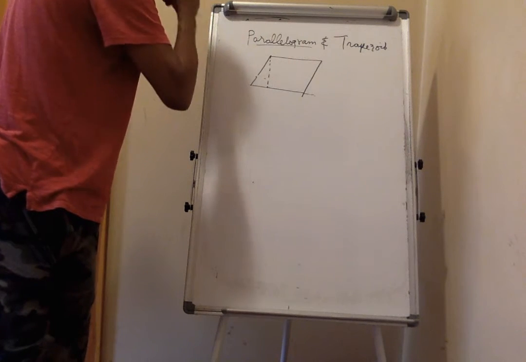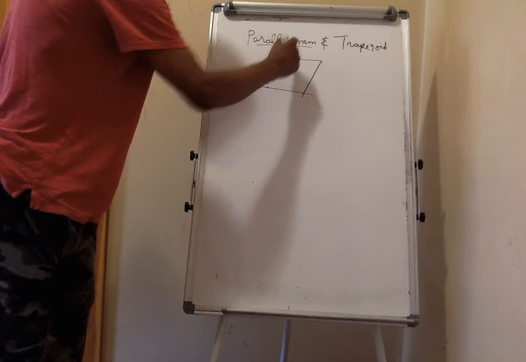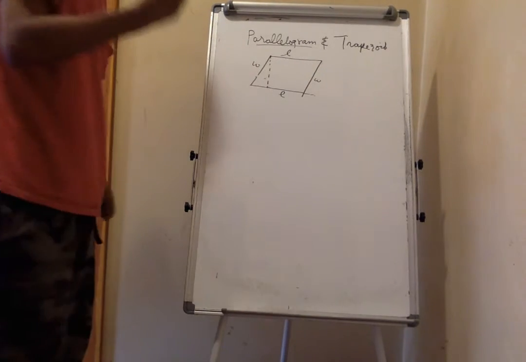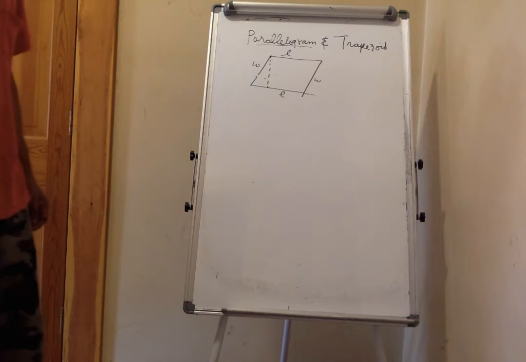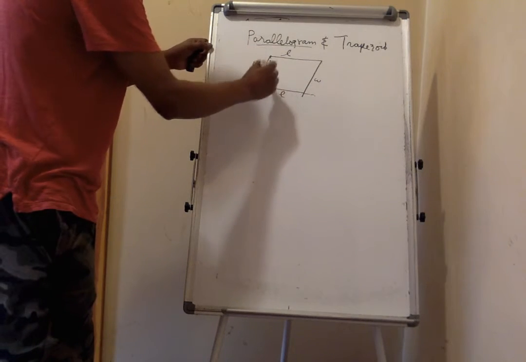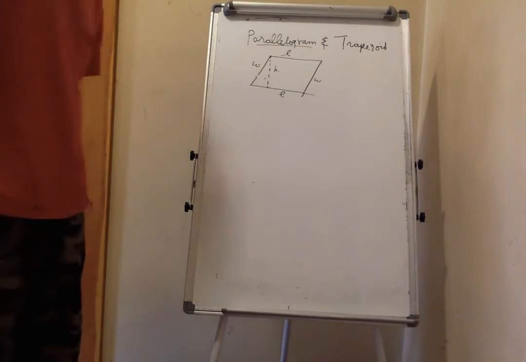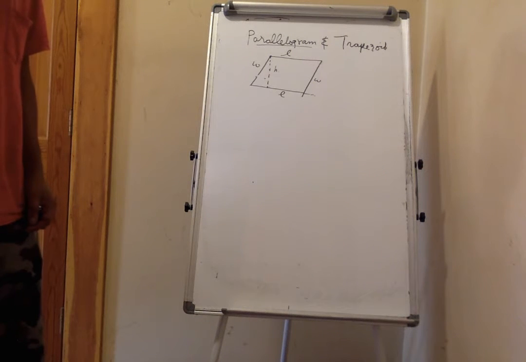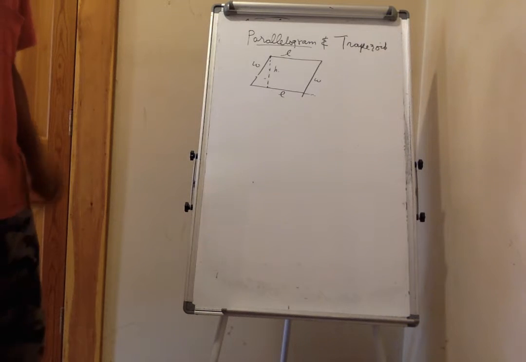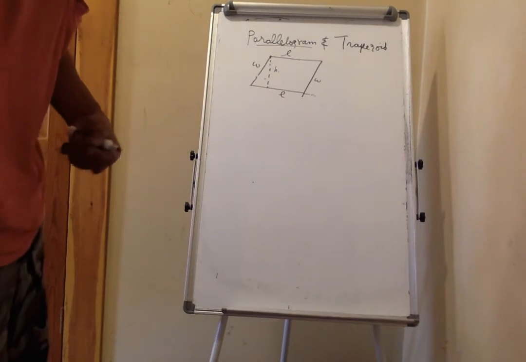This is the length, this is the width, just like a rectangle. But we can also call it, this particular one is called the height. Okay. Now, if I want to find the perimeter of a parallelogram, let me give it a number.